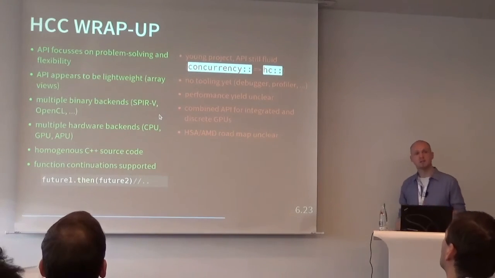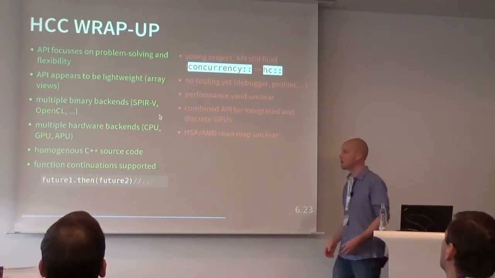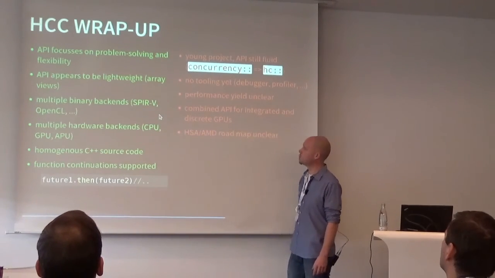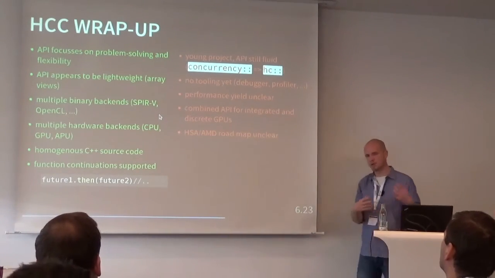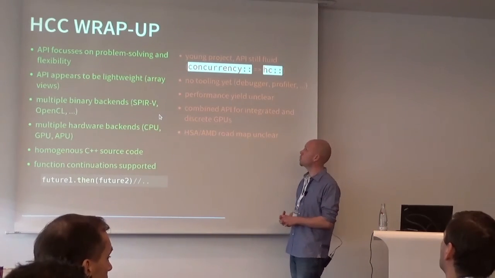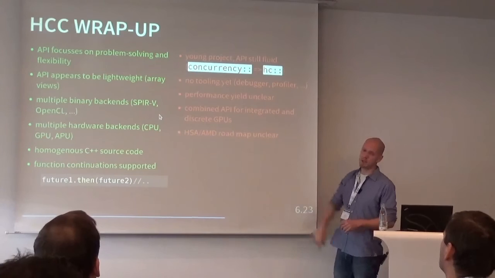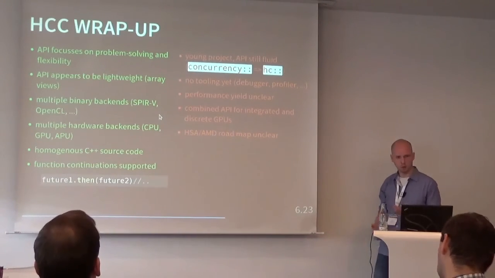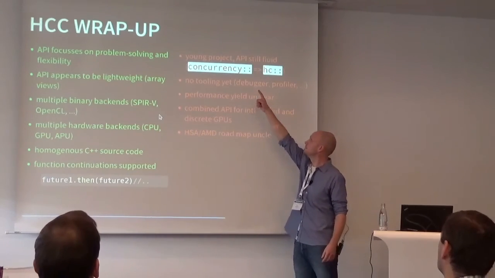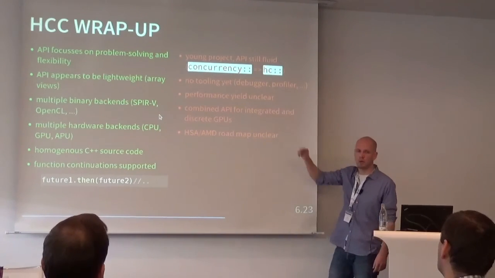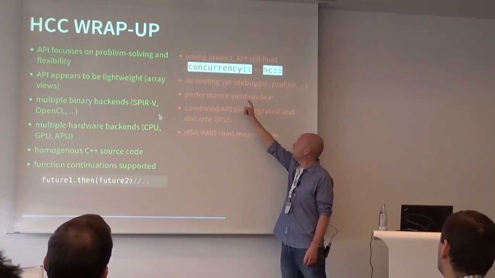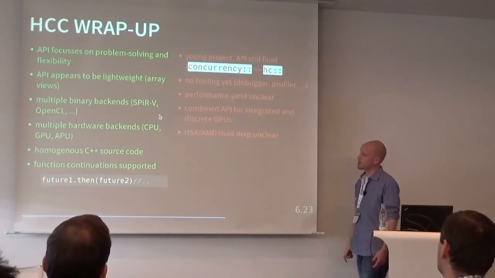Red part: it's a very young project. What they will do, as far as I understood, is move the entire capabilities of the concurrency namespace, which is very much based on C++ AMP 1.2, into this HC namespace. So there's still a lot of work to be foreseen. There's no tooling yet. This is a problem for me as a developer. At least I haven't found any tooling. The performance yield is pretty much unclear.